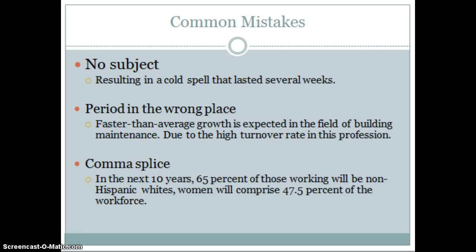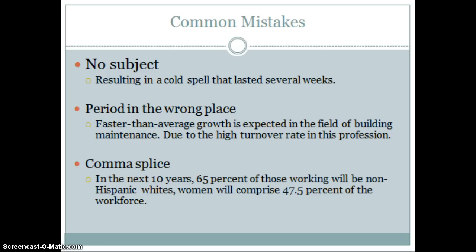Some people forget to put a period in the right place, or they put one where they don't need one. So, for example, when it says, "Faster than average growth is expected in the field of building maintenance due to the high turnover rate in this profession," there's no purpose for that period. It doesn't have to be there. The one after "maintenance," I mean. "Due to the high turnover rate in this profession" becomes a fragment, just like the no subject one, because it doesn't have a subject. And so that period after "maintenance" needs to go.